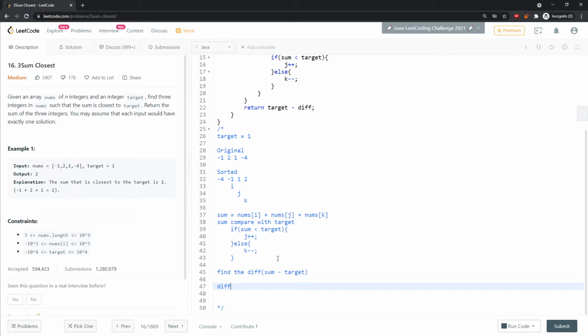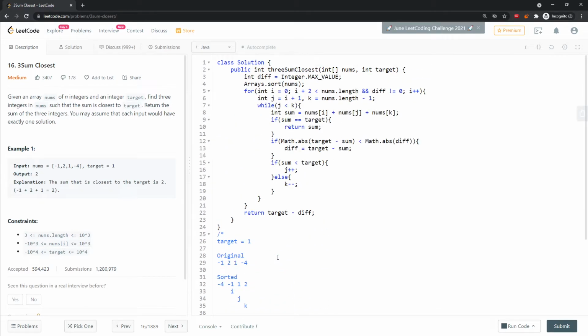So 2 minus 1 is 1, but that will just depend on how you actually sort. Let's start talking about the code. I initialize the difference to the maximum value, and I sort the array, which is n log n, right? And I start my for loop, and I have two pointers.